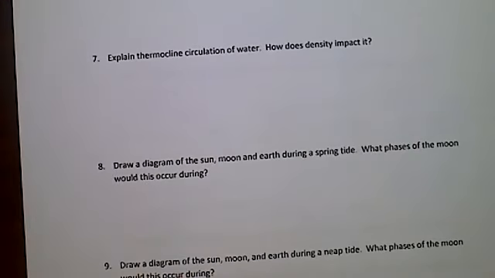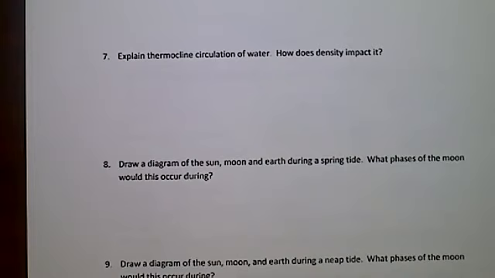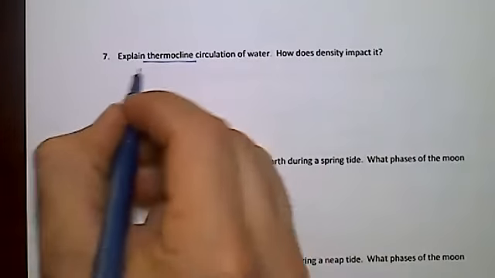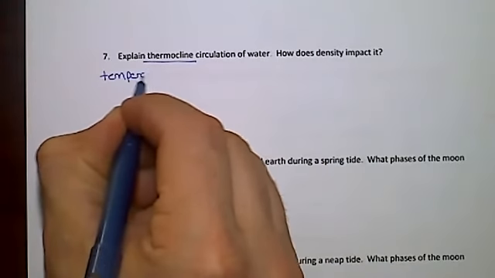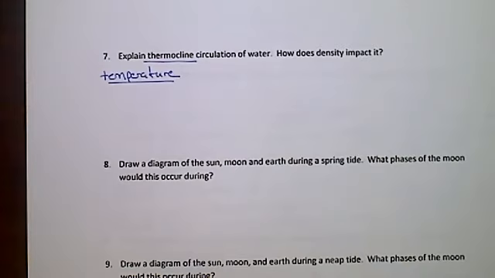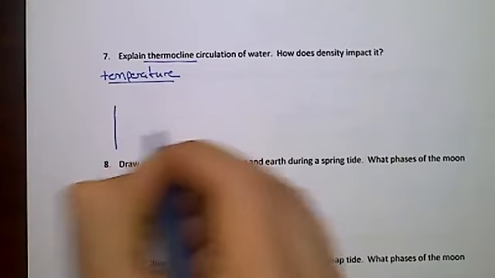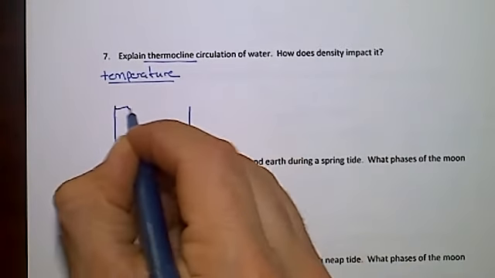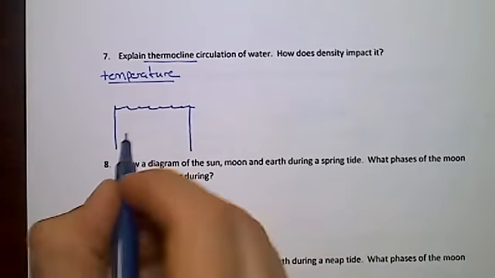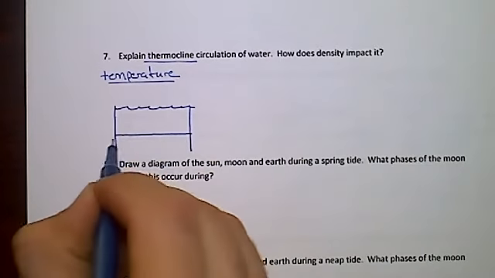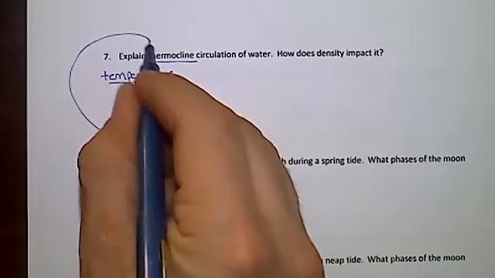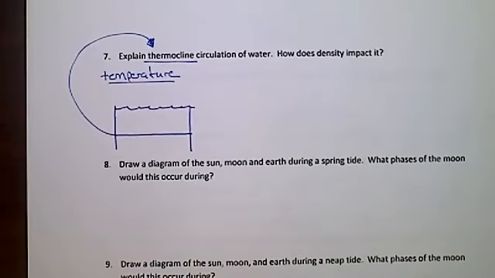Let's move on. We're going to start with number 7 right here at the top. Explain the thermocline, circulation of water, and how does density impact this? Well, remember what thermocline is, right? That has to do with temperature. And the thermocline, I'm going to draw a column of water right here. Here is the top of the water. And we have this barrier. This barrier is the thermocline.